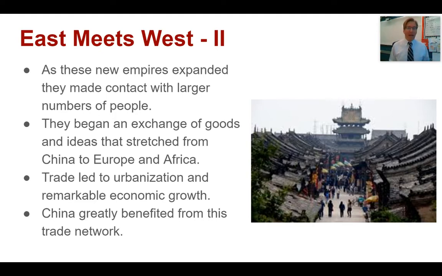Now, as these new empires expanded, they made contact with a larger number of people. The more contact you have with more people means the exchange of more goods and more ideas. And we start to see the spread of Chinese ideas, goods, knowledge to Europe and to Arabia and back again. This trade leads to trade centers popping up, which leads to urbanization. That is the growth of these trade cities. They would really grow because of their wealth, their power, their connections to the world. And China is really going to benefit from this trade network because with silk in particular, but also other Chinese goods, they are in control of the most highly sought after, most demanded trade item in the world at that time. So most of the wealth is coming from the rest of the world toward China.